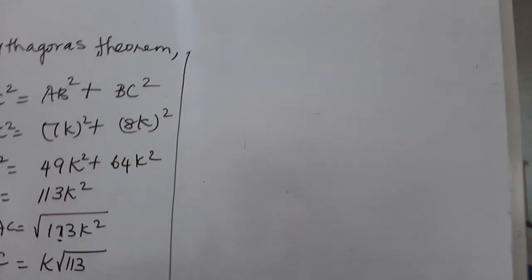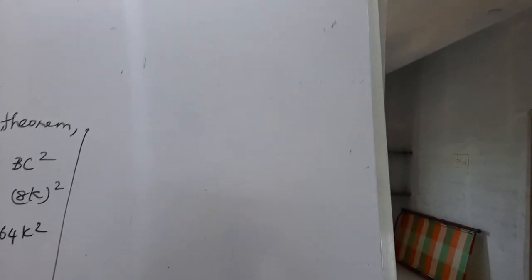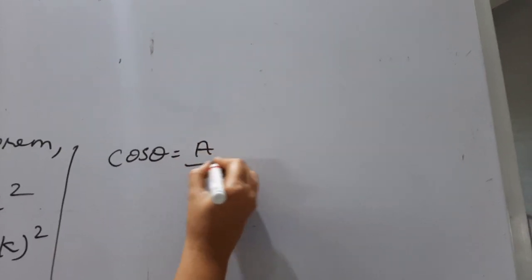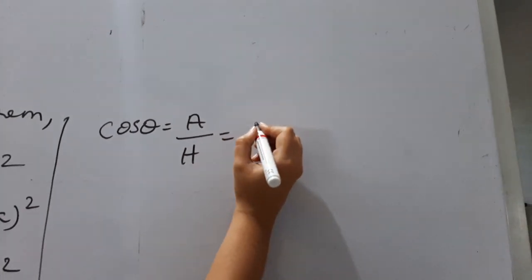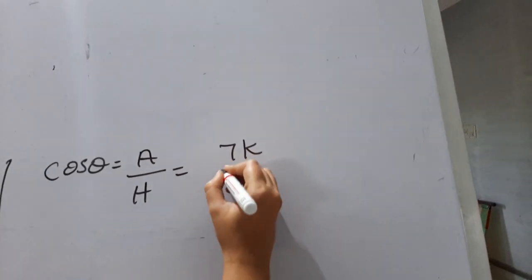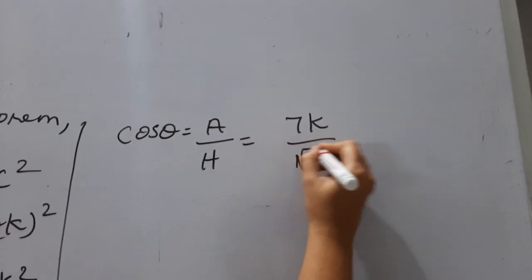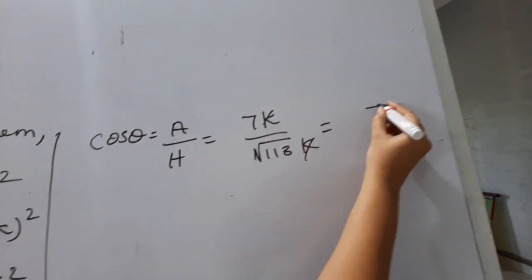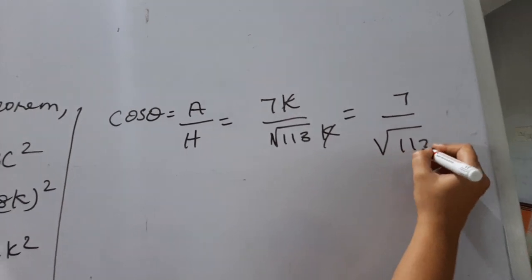Let us find the value of cos theta also. Cos theta is equal to adjacent upon hypotenuse. The adjacent side value is 7k and the hypotenuse is root 113k. K will get cancelled. Cos theta is 7 by root 113.